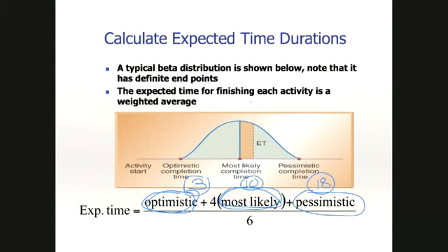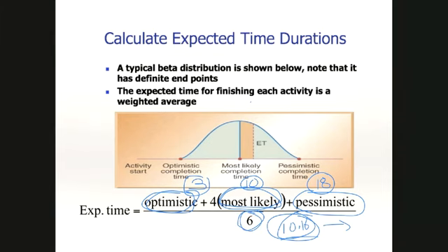43 and 18 is 61. So 61 divided by 6 is going to be 10.16 or something like that. I really don't know, but I think it's going to be something like 10.16, right? So you'd say that the patient check-in procedure is going to take 10.16 minutes.